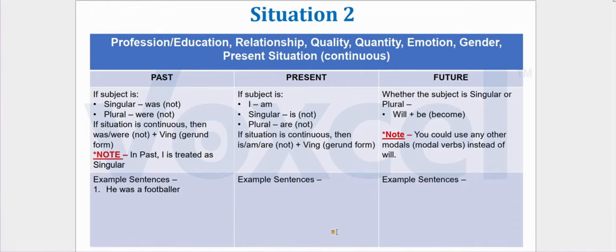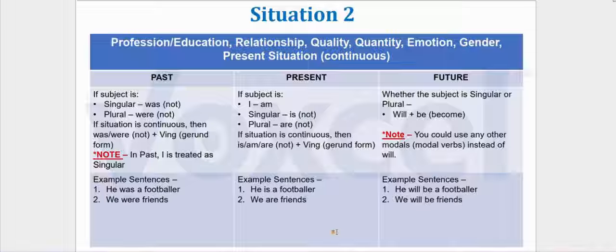So if you want to talk about somebody's profession, like he was a footballer. And if we want to talk about the profession in the present tense, what will I say? He is a footballer. That's right, because with singular we are using is. And if I want to say the profession in the future, he will be a footballer. Clear? Let's see the second example.